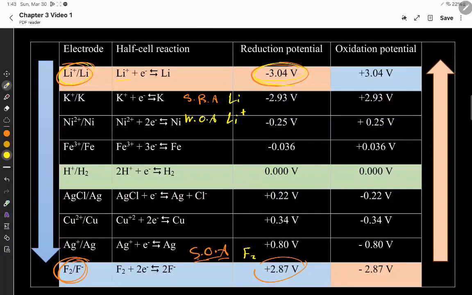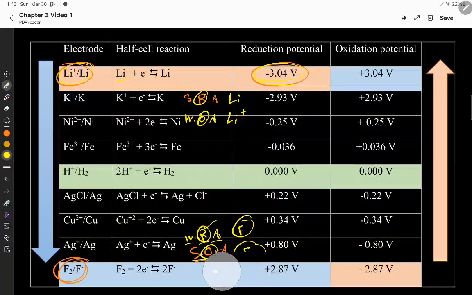If we speak about the weakest reducing agent, that is going to be the ion of fluorine. So fluorine is the strongest oxidizing agent. Fluorine ion is going to be the weakest reducing agent. The strongest oxidizing agent is the weakest reducing agent. Just memorize it like this. The strongest oxidizing agent is the weakest reducing agent. The strongest reducing agent is the weakest oxidizing agent.